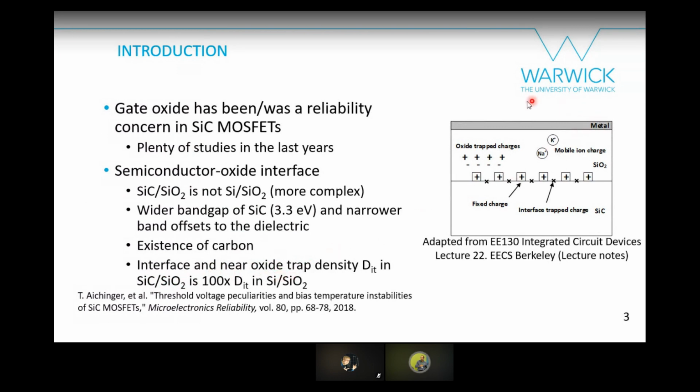So here you just can see a MOS interface with the oxide, metal oxide semiconductor, and you can see the oxide trap. There are oxide trap charges, mobile ion charges. Then you have charges in the interface between the semiconductor and the oxide, and they are the densities of these traps, and near the interface they are larger in silicon carbide silicon oxide.